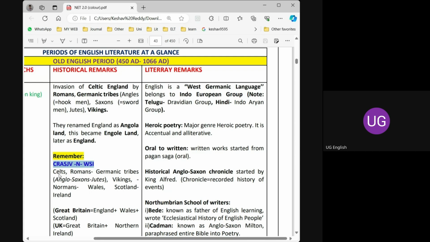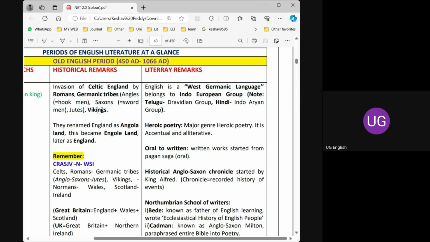ASJ. ASJ stands for Angles, Saxons, and Jutes. These three are together known as the Germanic tribes. They came from Germany together, so they are called Germanic tribes. Here, Angles means hookmen. Hookmen are sailors. They use a hook. Saxons are warriors. They use swords. So here, Germanic tribes: Angles, Saxons, and Jutes.